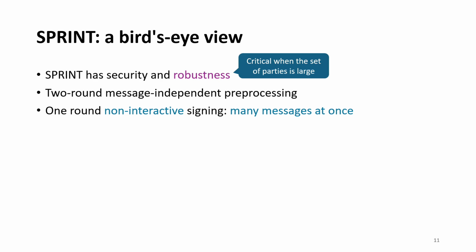So here come the high-level properties of the protocol. Sprint is a secure signing protocol with guaranteed output delivery in the asynchronous setting. We call this robustness. At a high level, it has a two-round message-independent preprocessing phase, followed by a one-round non-interactive signing phase where it can sign many messages at once.